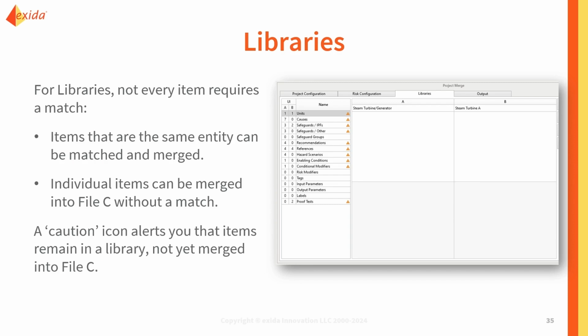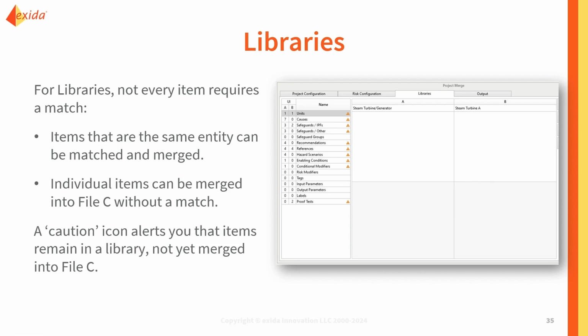For libraries, not every item requires a match. So it's possible for you to have a different number of each of these in file A and file B. And so the way that we merge and match is you can merge identical items or non-identical items. You can see here I have a unit defined in file A that's the same as the unit in file B, but I named it differently. So I can manually match those.